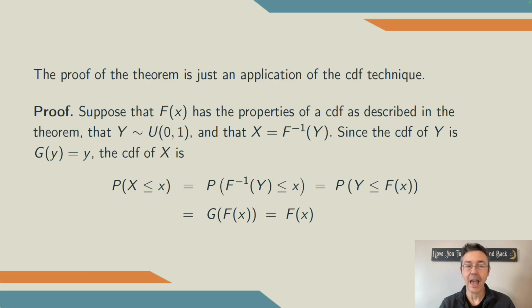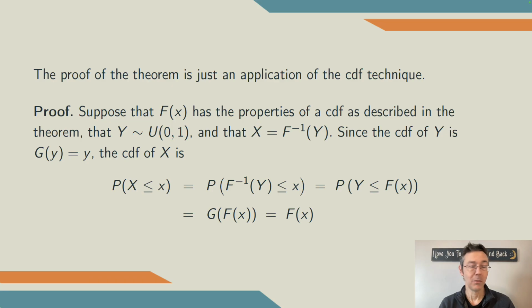So suppose big F has the properties of a CDF, like described in the theorem. Let Y be uniformly distributed on the interval (0, 1), and let X equal F inverse of Y. The CDF of Y is just the identity function, call it G(y), so G(y) is y. And so then we can figure out the CDF of X.